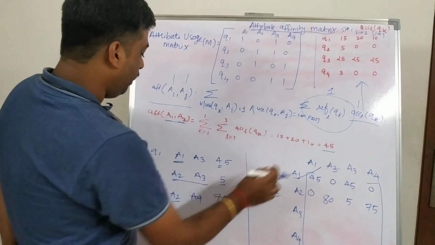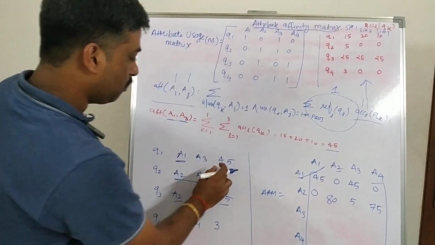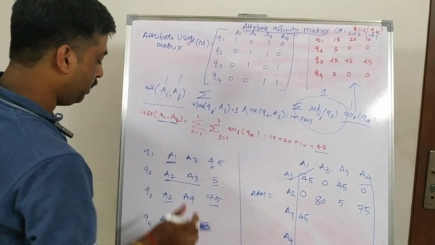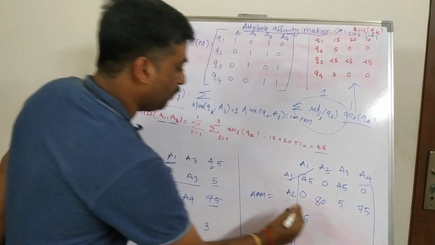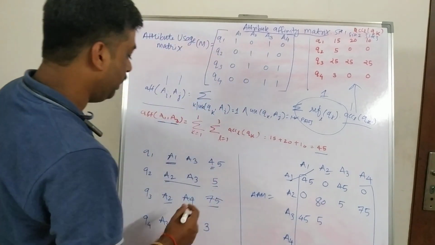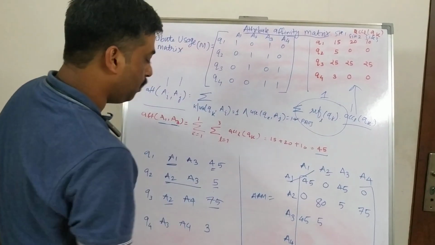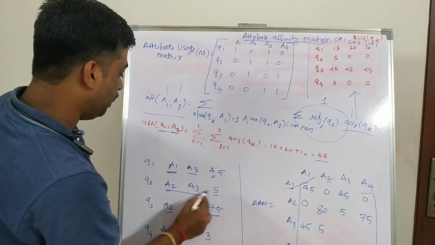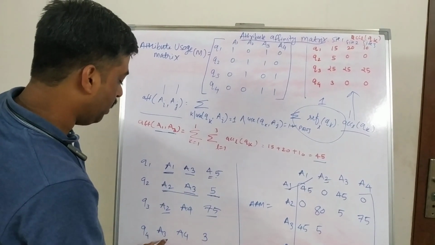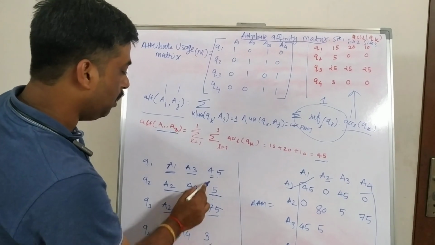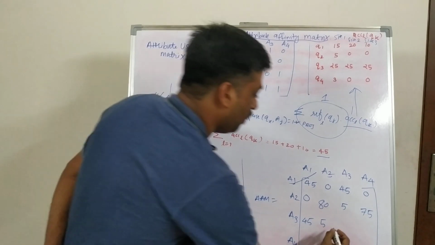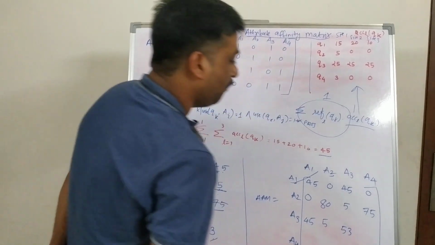Similarly for A3 and A1. So A1 A3 appears here. So value is 45. A3 A2. So A2 A3, they appear here. So the value is 5. A3 A3. So A3 appears here. The value is 45. A3 appears here. So value is 5. And A3 appears here. So value is 3. So 45 plus 5, that is 50. 50 plus 3, that is 53.